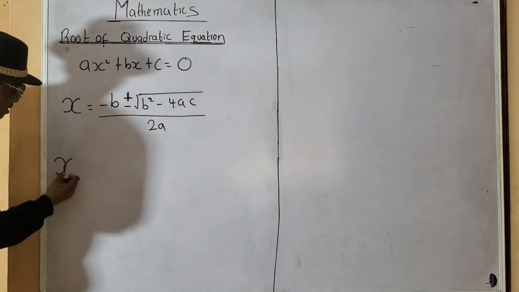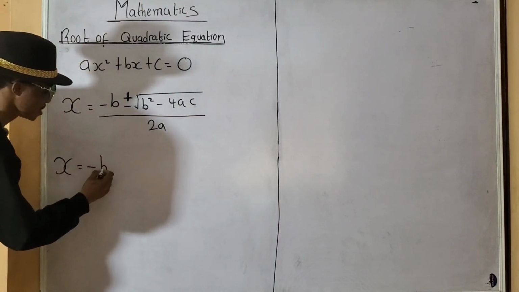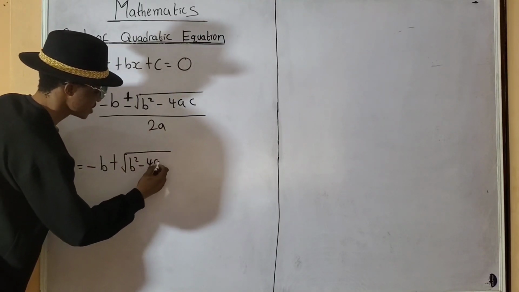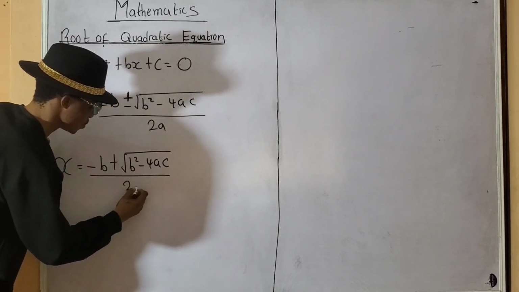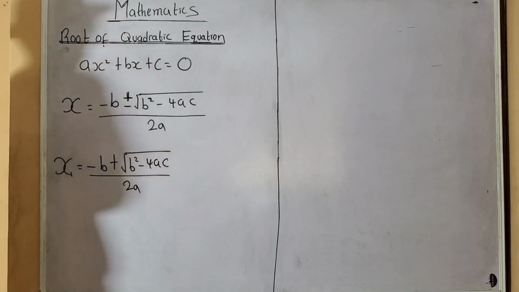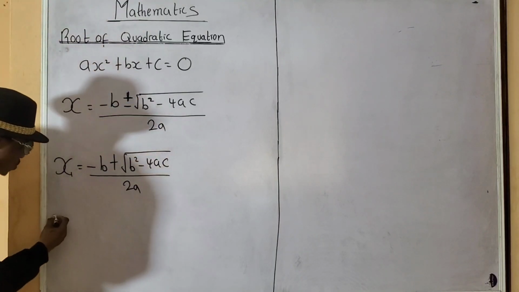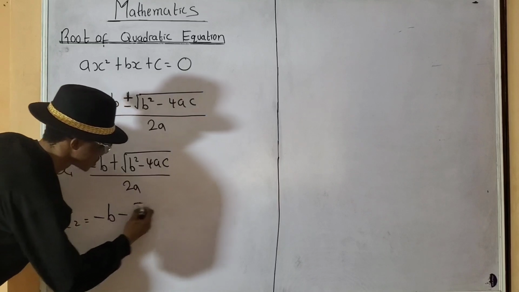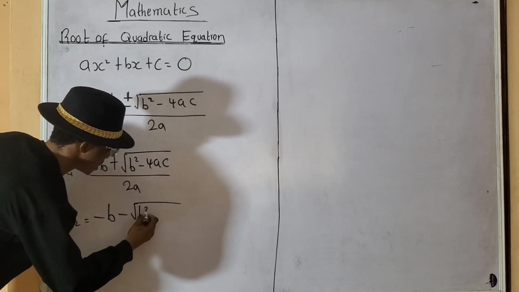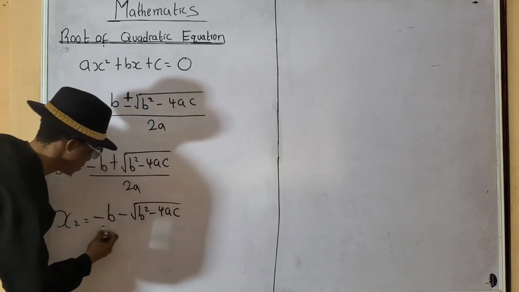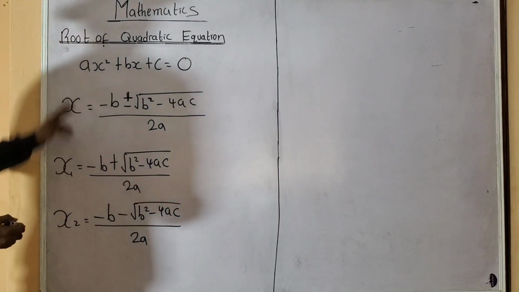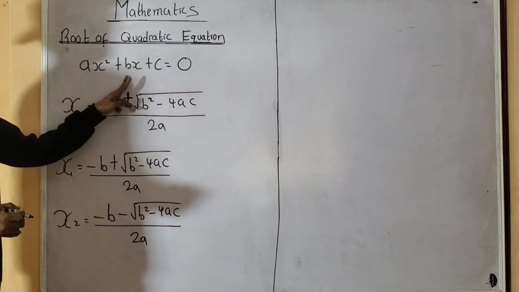We can split it as x equals minus b plus the square root of b squared minus 4ac, all over 2a. Let us call this one x1. Are you following? Now x2 will be equal to negative b minus the square root of b squared minus 4ac, all over 2a. These are the roots of the equation ax² plus bx plus c.